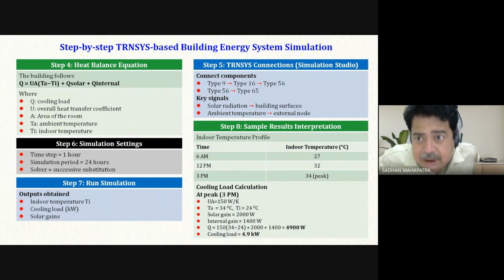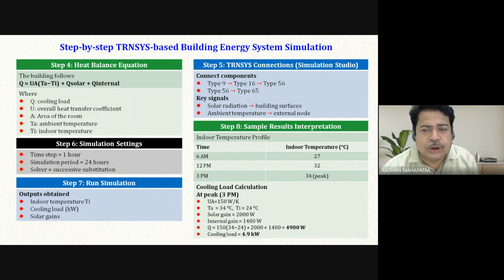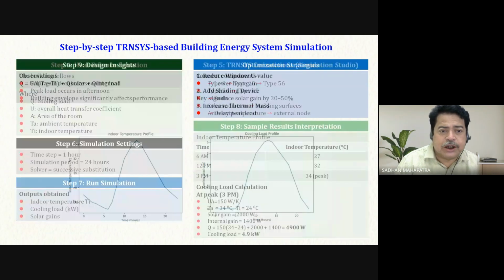Step 5, the TRNSYS connection, that's the Simulation Studio. Solar radiation is connected with the building surface. Ambient temperature is connected as an external node. Then the simulation settings, run the simulation, and the results. So the indoor temperature profile: at 6 a.m. the indoor temperature will be 27 degrees, at 12 p.m. 32 degrees, at 3 p.m. 34 degrees. Based on that, you can have a cooling load estimation, and that gives you 4.9 kilowatt. That's the load. So we can convert it in terms of ton of refrigeration.